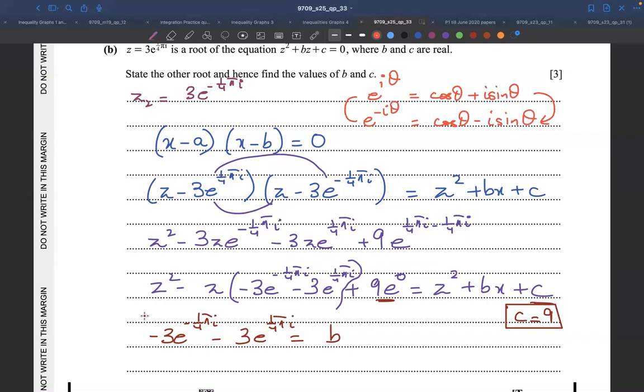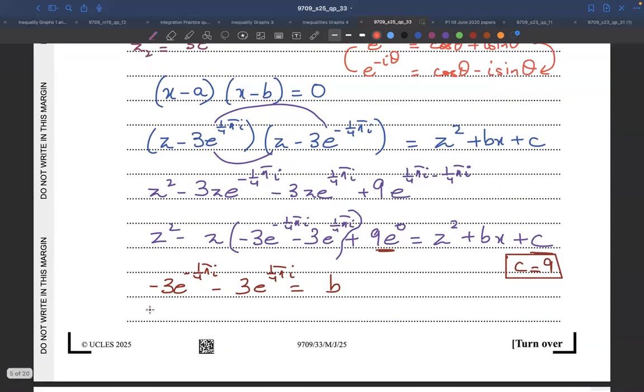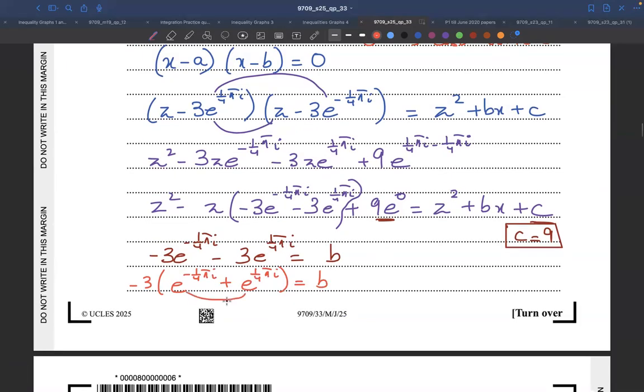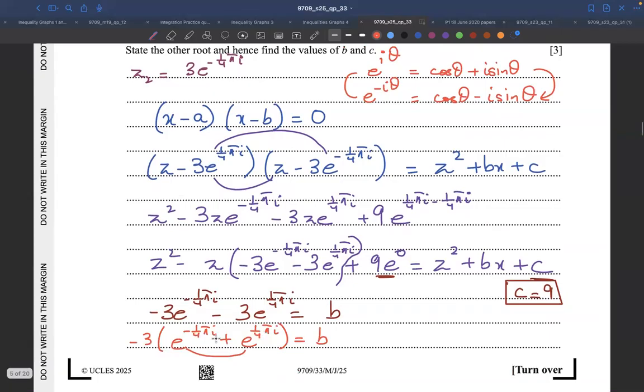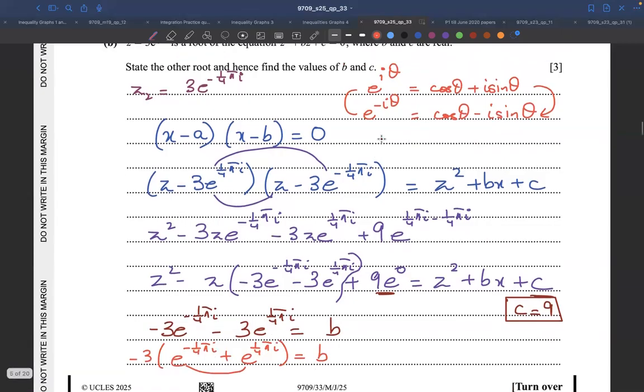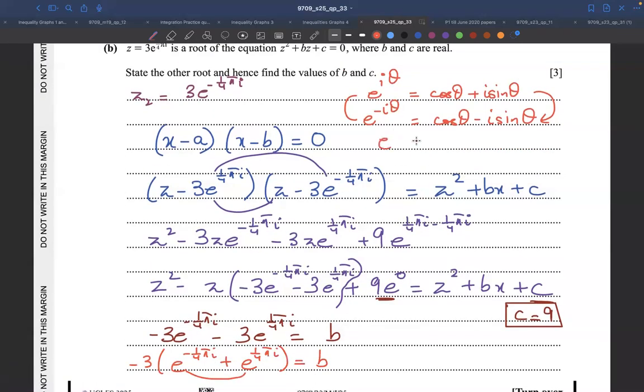Now, in this case, to make it easier, we can take minus 3 common over here, and let's write e to the power minus 1 upon 4 pi iota plus e to the power 1 upon 4 pi iota equals to b. Now, this term over here can be written in this form, and the theta can be replaced by 1 upon 4 pi. So we can say that e to the power iota theta plus e to the power minus iota theta is equals to 2 cos theta, and the theta over here is pi by 4.